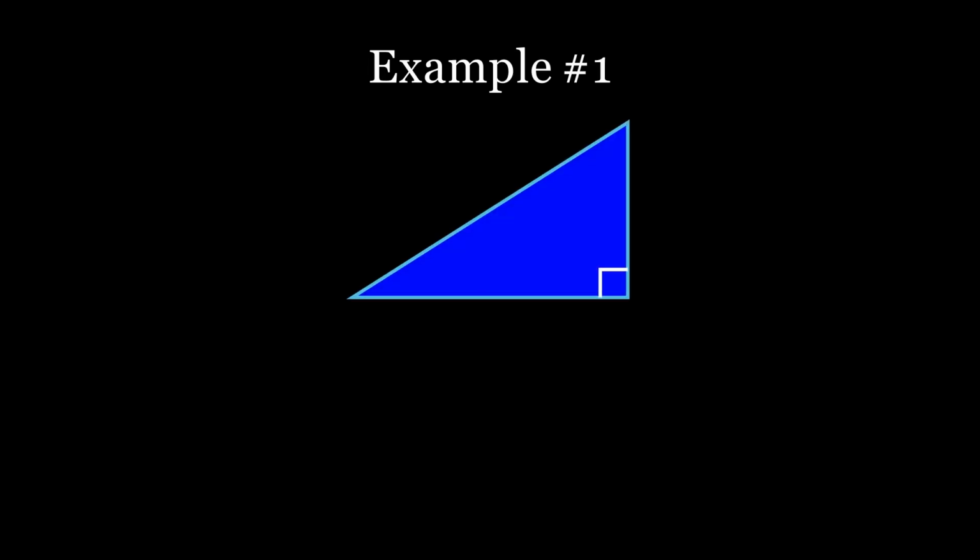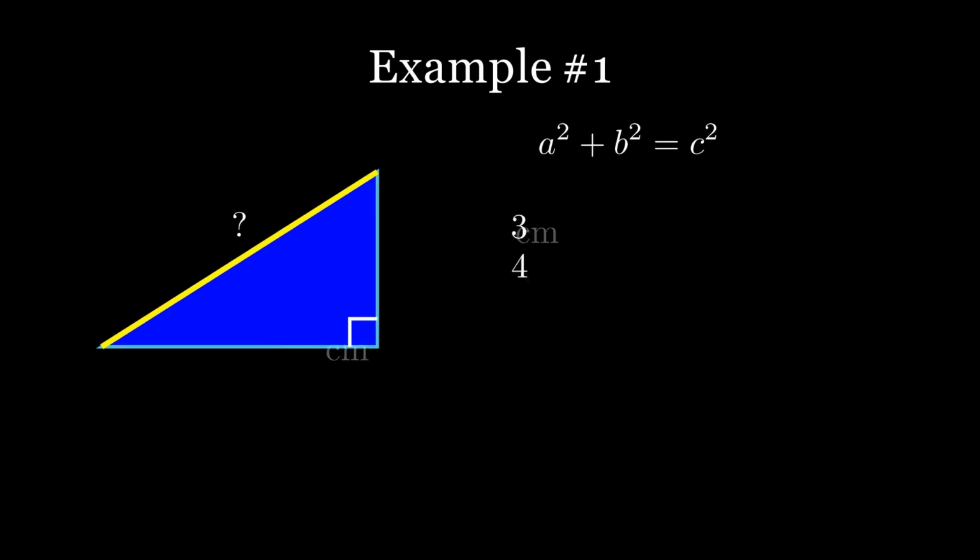Here are some simple examples of the Pythagorean theorem in action. Say we have a right-angled triangle with leg lengths of 3 and 4 centimeters. We can use the Pythagorean theorem to find this missing side. All we have to do is use the formula we just learned. Firstly, we square the 2 side lengths A and B. Then we add these 2 values together.